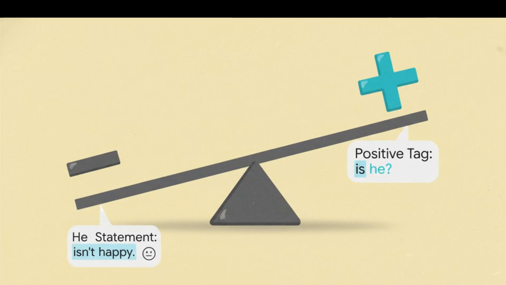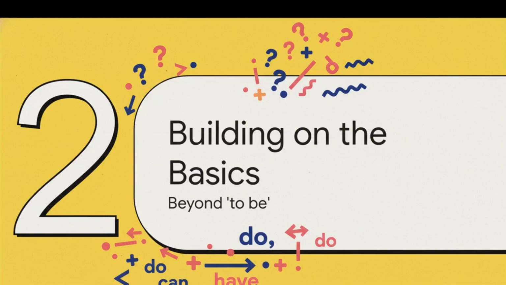And you've probably already guessed it. The reverse is also true. If you kick things off with a negative statement, you need a positive tag to keep everything in balance. So, "he isn't happy" naturally gets the tag "is he?" It's a really simple and elegant system, isn't it? Okay, let's build on that.